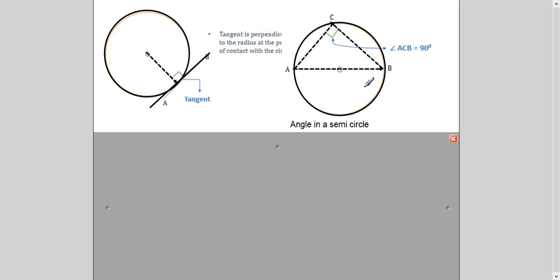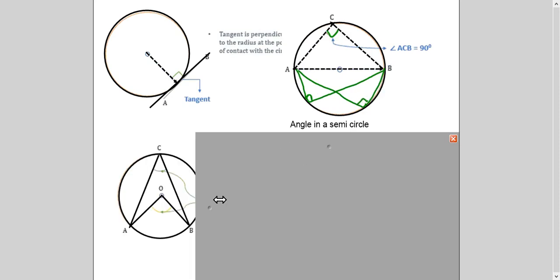Second property: if you take a diameter and the diameter subtends an angle at the circumference, from the ends of the diameter, points A and B, you extend straight lines to the circumference. This will form 90 degrees here. This is called angle in a semicircle. It is always like this. Even if you draw lines here and here, it will be 90 degrees. If you draw a line here and here, it will be 90 degrees.